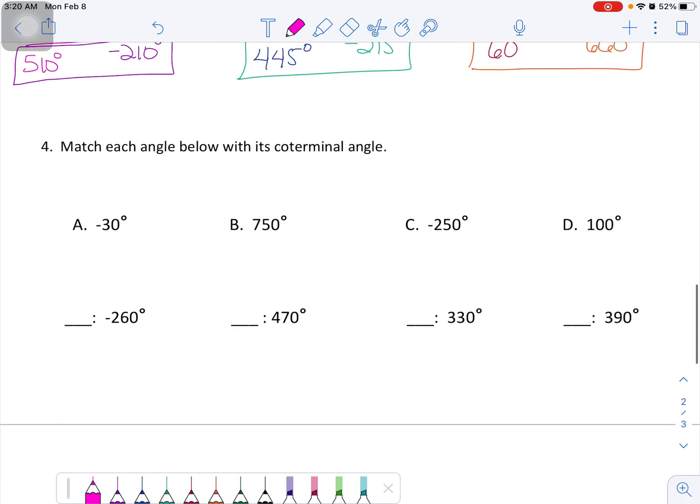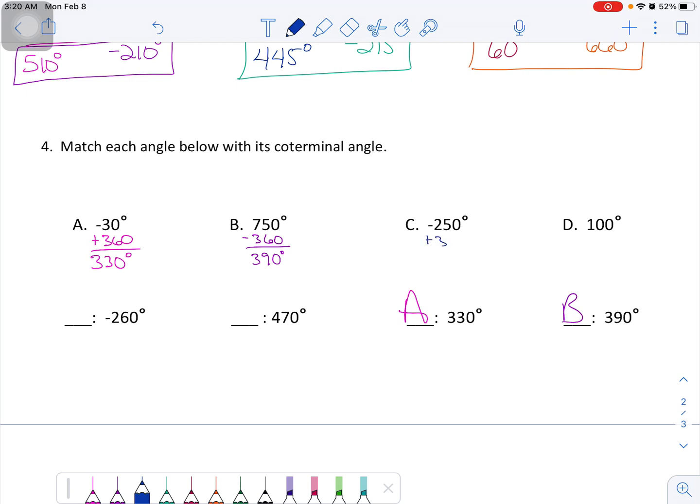All right. Last little set here is to match each angle with its coterminal angle. So let's see, if I start with negative 30, and let's see if I add 360. Negative 30 plus 360 is 330 degrees. So that means that is angle A. 750, let's see what happens if I subtract 360. And that gives me 390 degrees. Oh, there we go.